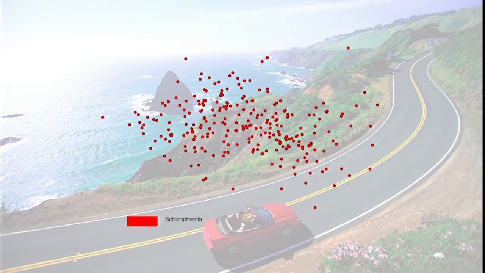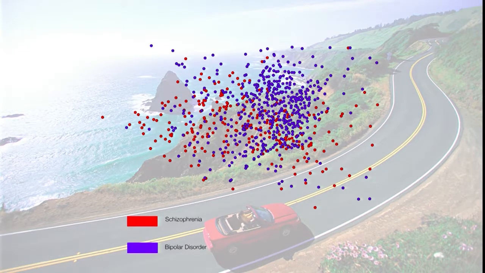And then what I can start to do is put other diagnoses on top of here. And you've seen some data similar to this. So these are folks with bipolar disorder. You can see that there's a kind of cloud of blue points separated from the cloud of red points. But it's by no means a really clear distinction.